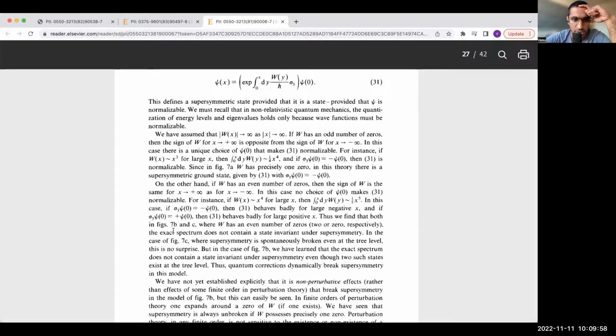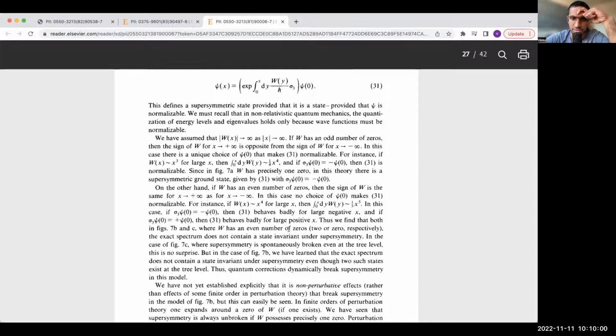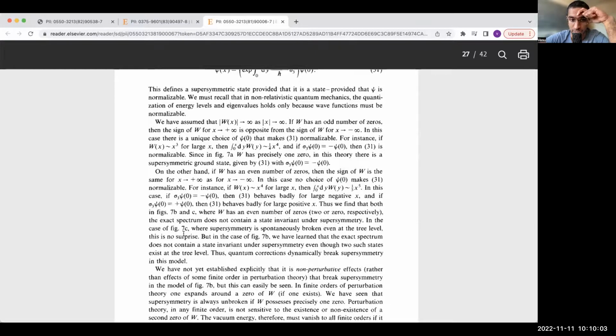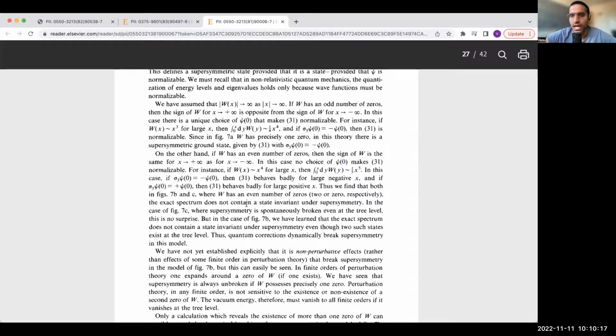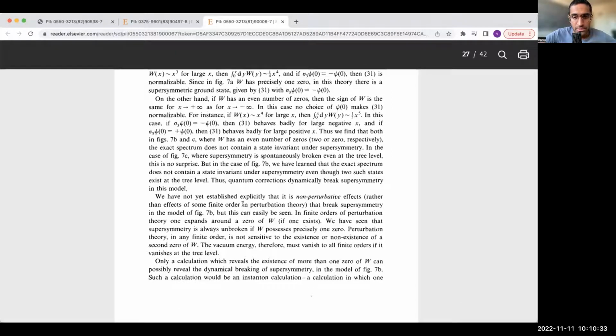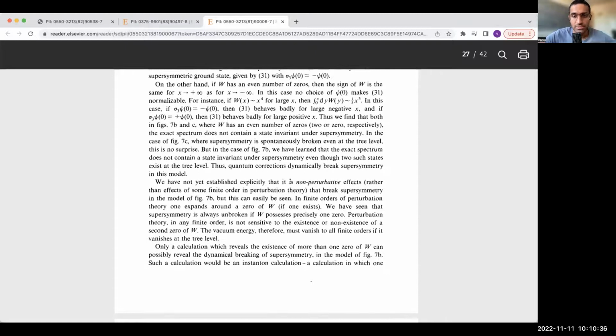Thus, we find that both in 7b and c, where w has an even number of zeros, 2 or 0, because when we have spontaneous supersymmetry breaking, we just have no zeros. We just raise the potential. Then the exact spectrum does not contain a state invariant under the supersymmetry. And so you can have a classical spontaneous breaking of the supersymmetry, or you can have an interesting situation where in the quantum theory, because w, the gradient of u, has an even number of zeros, we have dynamical supersymmetry breaking. And the dynamical supersymmetry breaking comes from non-perturbative effects.